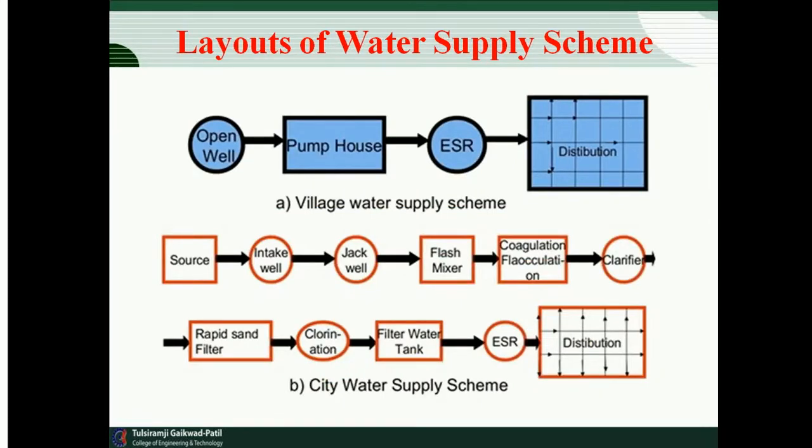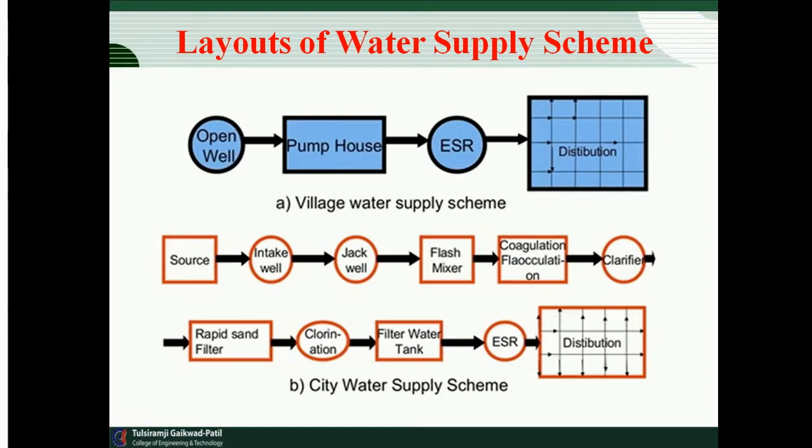These are the two layouts of a typical water supply scheme. First one is an example of village water supply scheme which serves small population. It uses an open well as a source of water. With the help of pump house, the water is stored in the elevated storage reservoir, and in the morning and evening hours, as per the requirement, water is sent to the houses using the distribution network.